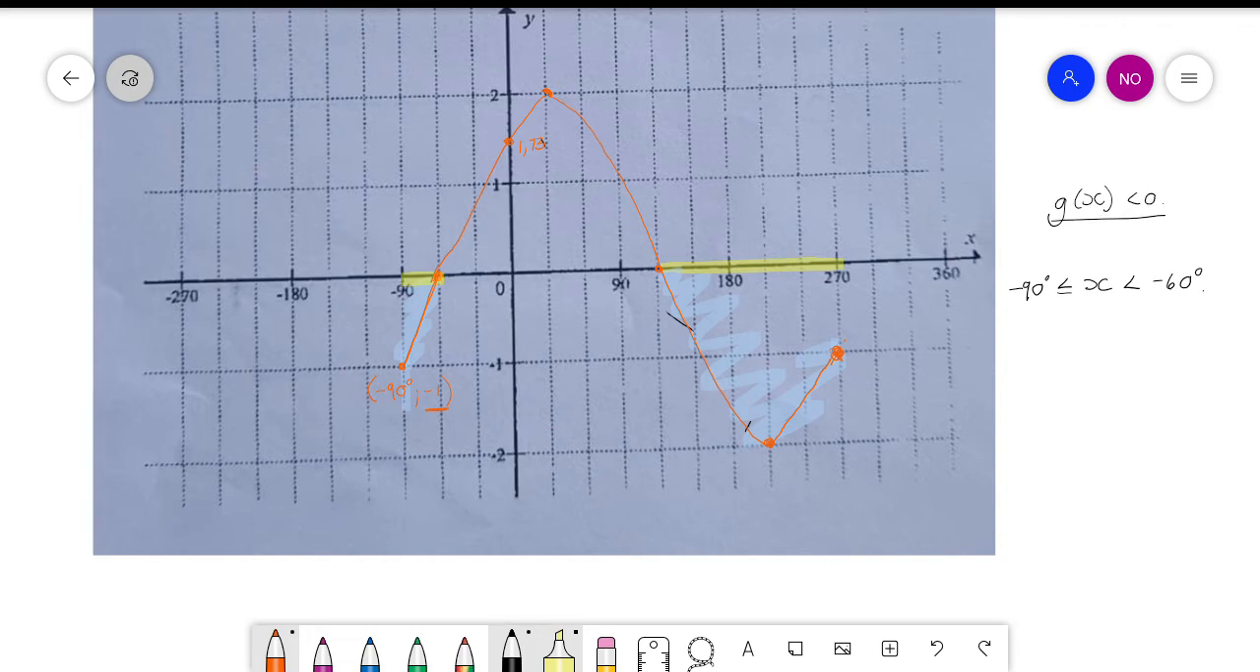Okay. Why am I including negative 90 but not negative 60? Sort of. You're right for this part. Okay. So if that was smaller than or equals to, I would have included the negative 60. But do you guys see that at negative 90, my graph is smaller than 0? Do you guys agree? So then I have to say negative 90 is also included in my answer because at that point I am below the x-axis. Do you guys agree? So that explains this part.